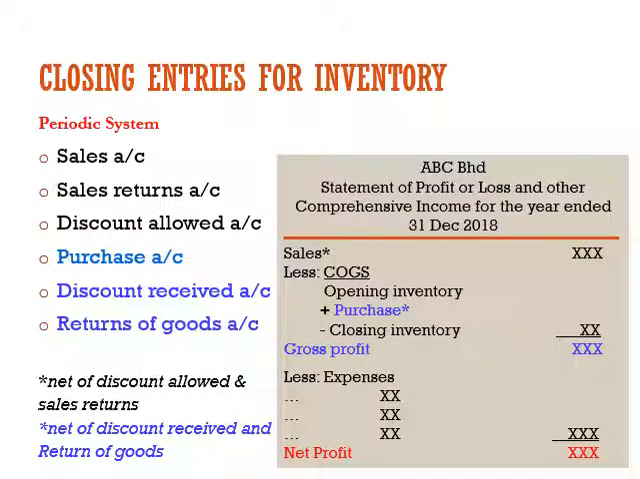In the income statement, similar to perpetual system, we have the sales that is net of discount allowed and sales returns, minus from that the cost of goods sold. But this time, it is determined by adding the opening balance of inventory account to the balance in purchase account to get to the available inventory for sale, and deducting from that the closing balance of inventory account that we get from doing physical counting or stock taking of the inventory, and that will give us the gross profit.